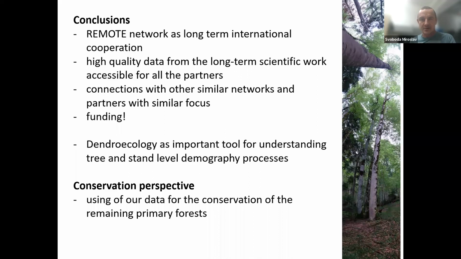Of course, funding is crucial for us because these field campaigns are quite expensive. And I'd like to highlight that dendroecology we see as a quite interesting tool for future research in tree demography and stand demography. And of course, what we try to do is to use our research for communication with the policymakers and with the forest managers, and try to make an impact in the real world with our research.